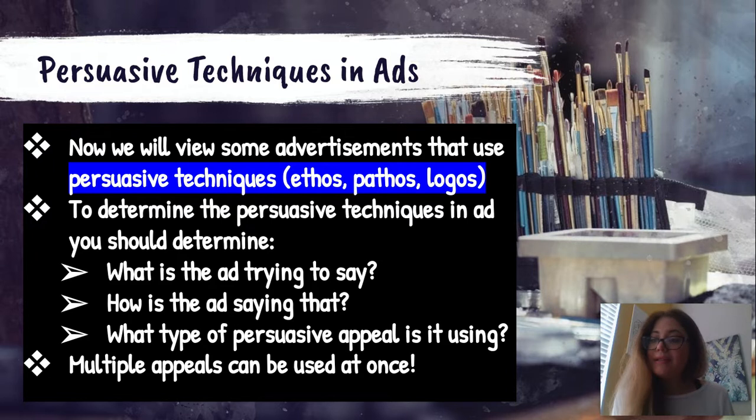Keep in mind that you can use multiple appeals at once. So you don't have to just pick ethos, pathos, or logos. You can actually blend them together to create the most persuasive argument possible. So keep that in mind as we look at the ads. Let's take a look at the first example together.